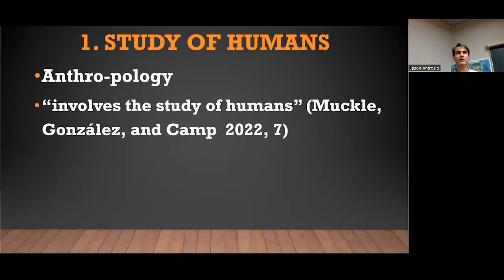You can kind of see that in the root word here, anthro, which is given to us from a Greek root, meaning man in the old days, humans, people in the new days. So people, humans, and that ology root, which you may see in other disciplines like biology and sociology, basically just means the study of. So there you go, right in the name, the study of humans, or as Muckle, Gonzalez, and Camp put it, involves the study of humans.